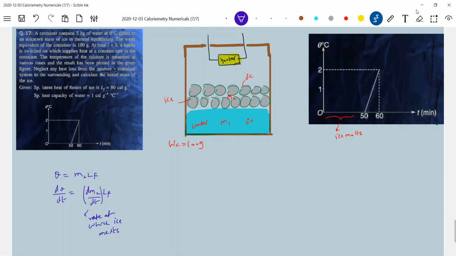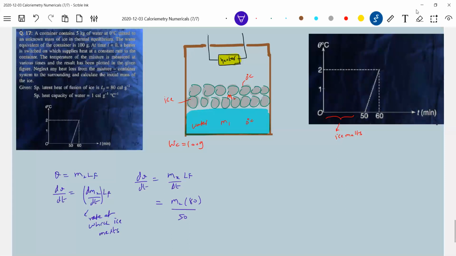So what is the time? We know LF. The mass of ice, we don't know that one. So dQ by dt, I don't know the mass of ice. So this dm2, I'll write it as m2 over delta t into LF. What is m2? We don't know. LF is 80. Now what is the time interval? 50 minutes.